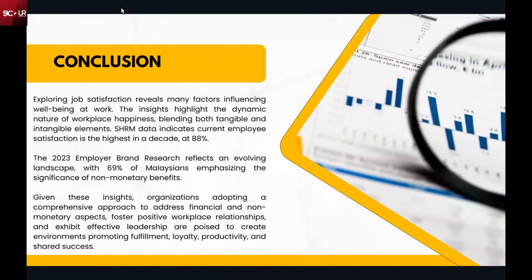Okay, as a conclusion, exploring job satisfaction reveals many factors influencing well-being at work. The insights highlight the dynamic nature of workplace happiness, blending both tangible and intangible elements. SHRM data indicates current employee satisfaction is the highest in a decade at 88%. The 2023 employer brand research reflects an evolving landscape with 69% of Malaysians emphasizing the significance of non-monetary benefits. Given this insight, organizations adopting a comprehensive approach to address financial and non-monetary aspects, foster positive workplace relationships, and exhibit effective leadership are poised to create environments promoting fulfillment, loyalty, productivity, and also shared success.